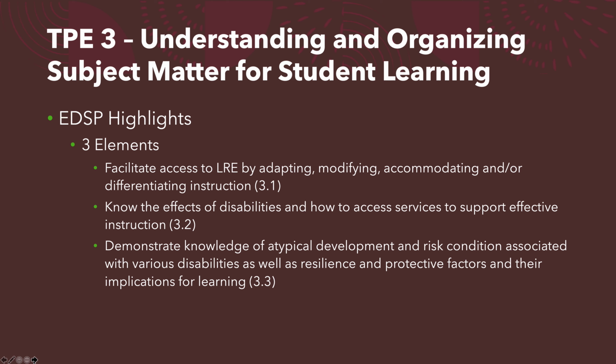TPE 3, Understanding and Organizing Subject Matter for Student Learning. This TPE is comprised of 3 elements that include knowing the risk conditions as well as resilience and protective factors of various disabilities, facilitating access to the least restrictive environment, adapting, modifying, accommodating, and/or differentiating learning, and employing best practices for effective instruction.